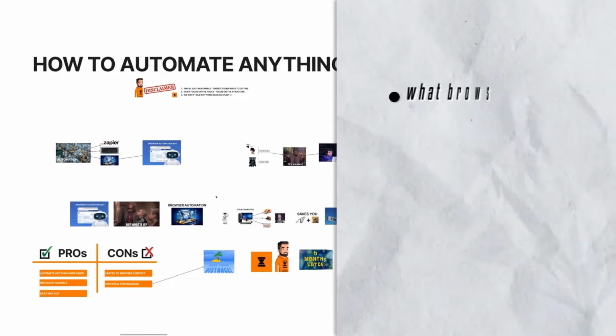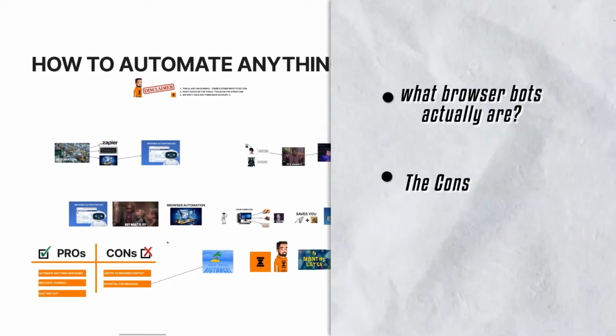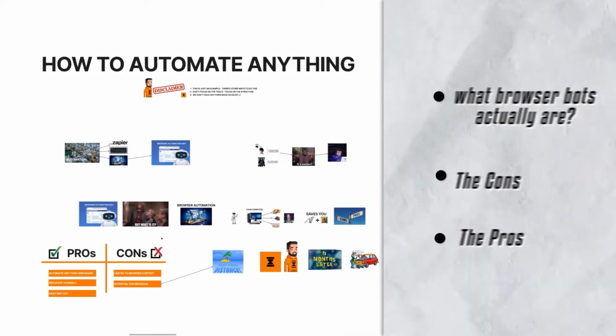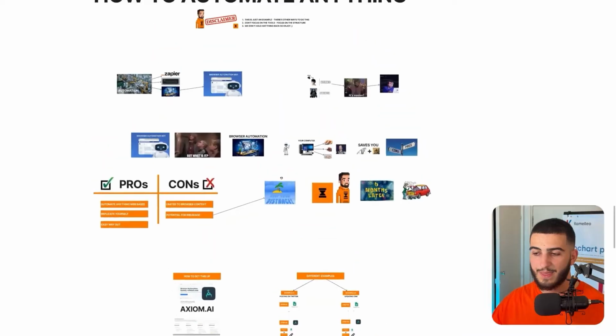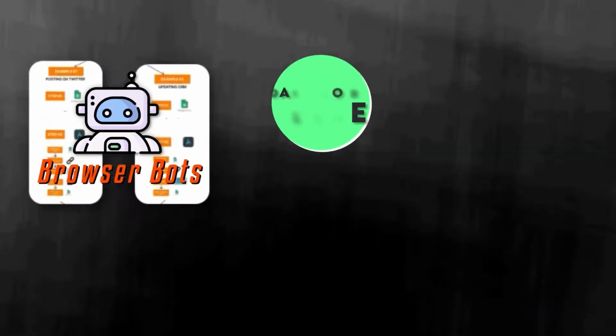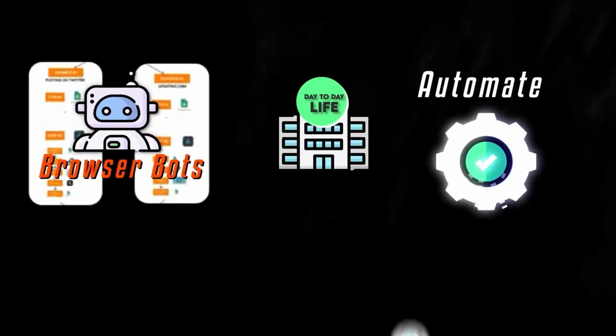We're going to be going over what browser bots actually are, the cons and the pros of actually using something like this within your automations. And then I'm going to be showing you 2 live examples of how you can actually use these browser bots within your day-to-day life and your agency to automate different tasks.